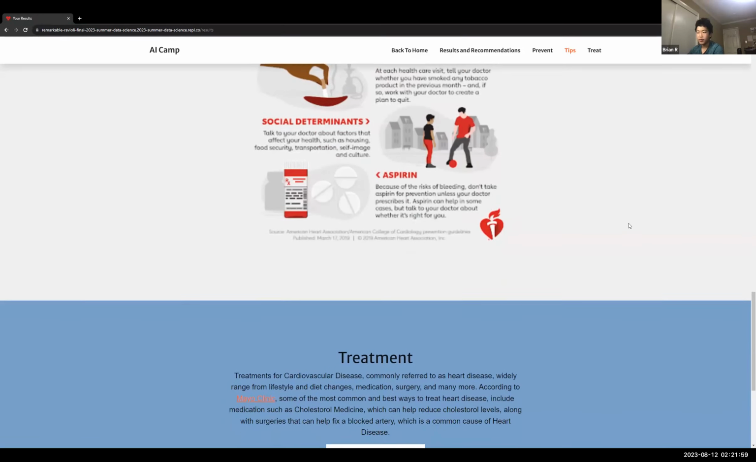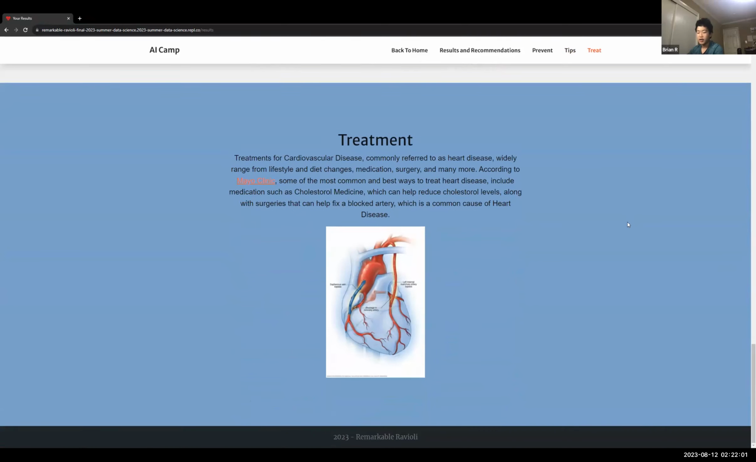In our last section, we go over treatments for heart disease, and these treatments can range from lifestyle and diet changes, such as maintaining a better diet, as I said before, to medication, to surgery, and many other treatments. Some of the most common treatments for heart disease include cholesterol medicine, which can help reduce cholesterol levels, and surgery for blocked arteries, which are a common cause of heart disease. And if you look at the picture attached, it basically shows what a blocked artery looks like.